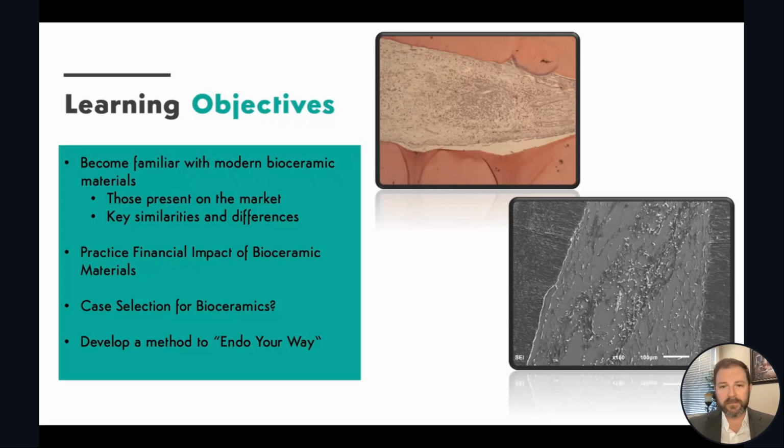And then case selection for bioceramics. Are there specific cases that lend towards certain types of bioceramics? In other words, is a sealer more advantageous in one case versus a putty versus a self-mix? It depends. And so we'll walk through a few of those as well to give you some case examples and things to add to your armamentarium. And last but not least, I want you to develop a method to be able to endo your way. Again, I'll show you how I endo my way and how my partners at our practice, we endo our way. But I also want you to keep that in mind as we go. How are you going to use these materials to incorporate them into your private practice life to better serve your patients and facilitate the best, most effective and predictable treatments?